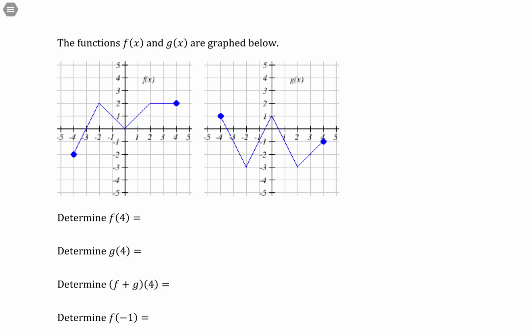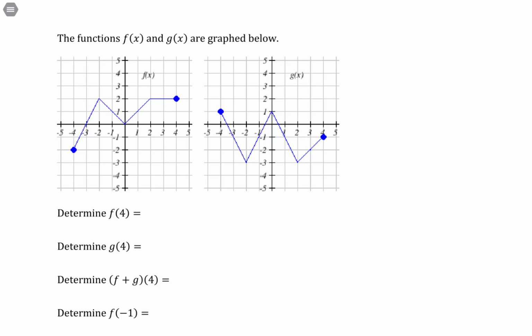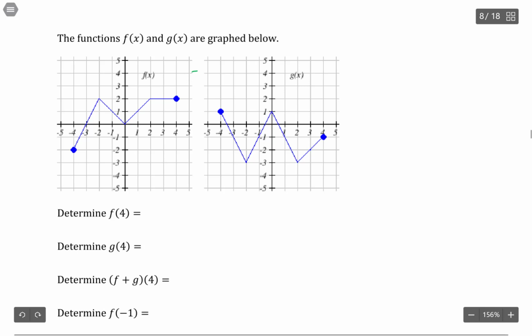The functions f of x and g of x are graphed below. Determine f of 4. In order to evaluate f of 4, we will use the graph, because the graph represents all the points that are contained in the function f of x. We don't have a function definition like 2x minus 5 or anything of that sort. We don't need that because we have all the points that exist.